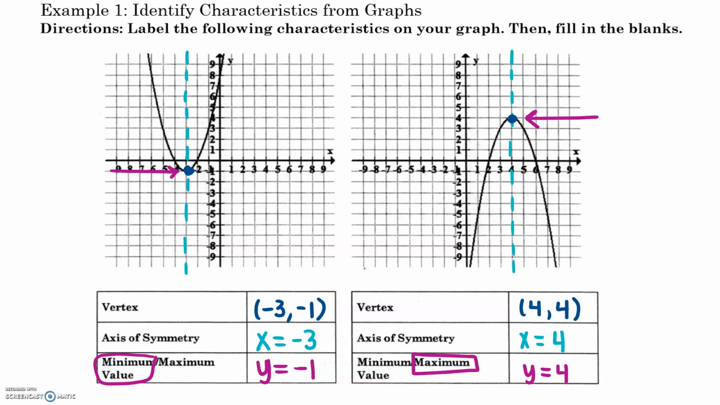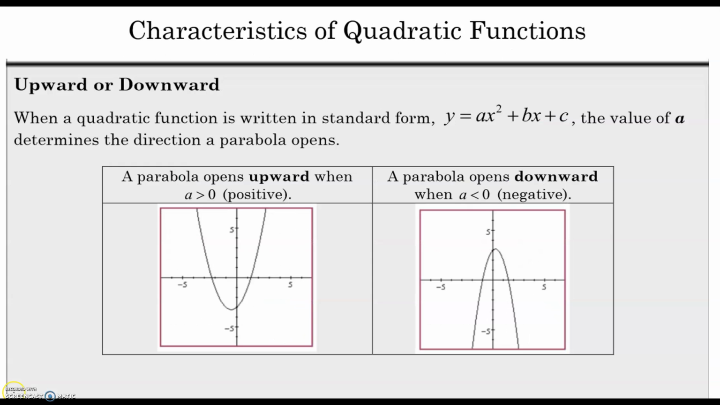You should have found for the example on the right that the vertex is the point 4, 4. The axis of symmetry has an equation x equals 4. The vertex is a maximum value since the parabola is facing downward, and the maximum value of this parabola is y equals 4. Now let's take the next couple of minutes and talk about some more characteristics of quadratic functions.